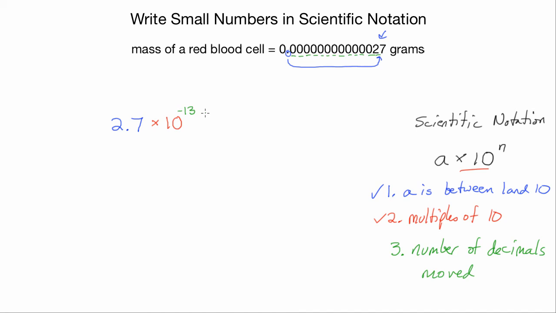So hopefully that makes sense. If you're dealing with a really small number and turning it into scientific notation, we tend to use negative exponents. If we're dealing with a very large number, we use positive exponents. But there we go. We have now converted the mass of a red blood cell into scientific notation. It's 2.7 times 10 to the negative 13 grams.